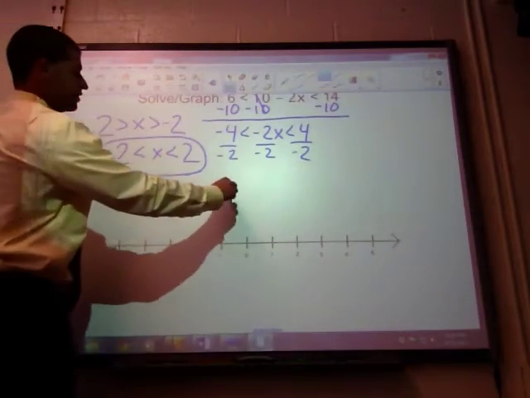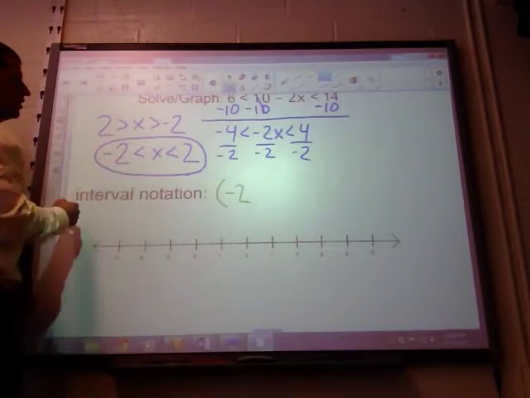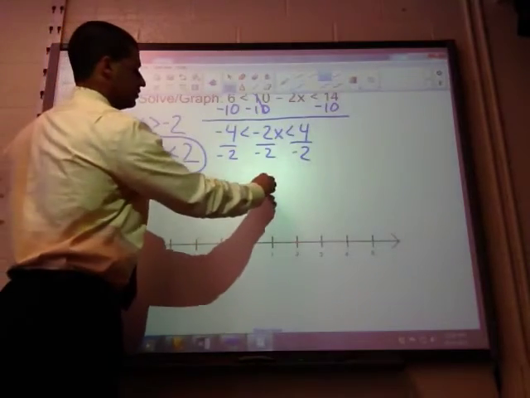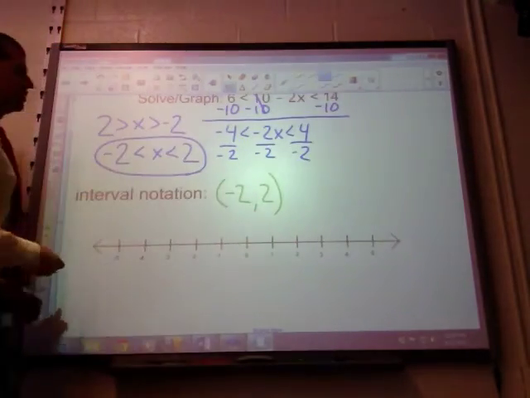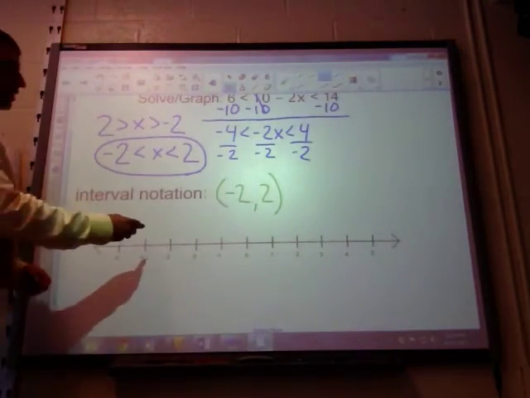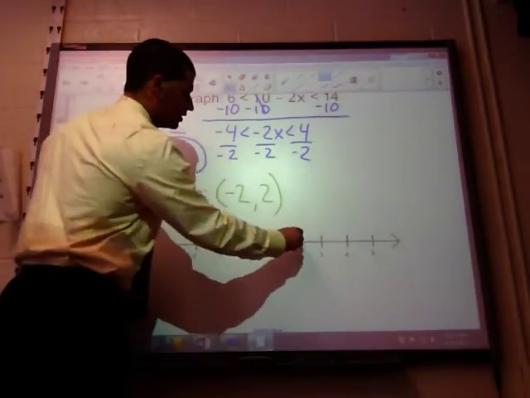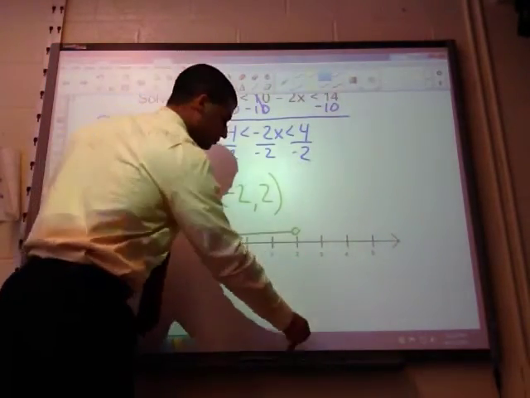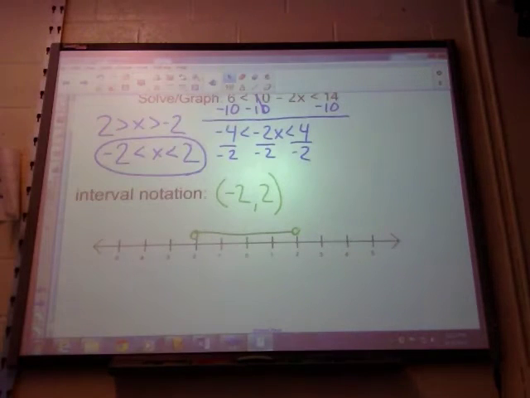Start at negative 2 with the parenthesis, because it's just a less than sign, and go up to 2, again with a parenthesis, because it's just a less than sign. So we'd be looking at 2 open circles on our graph, connected in the middle. And that's it for the and inequality. So let's try an or inequality.